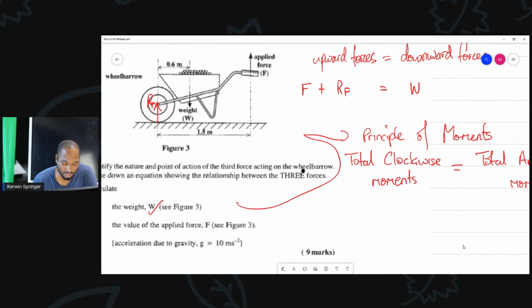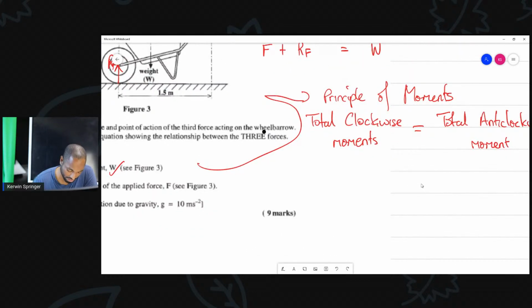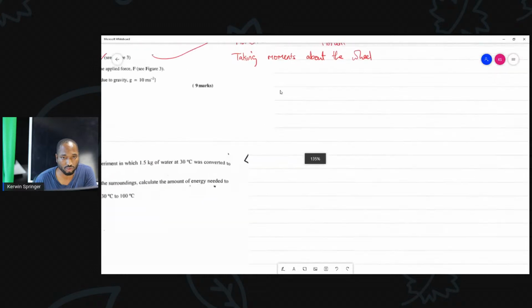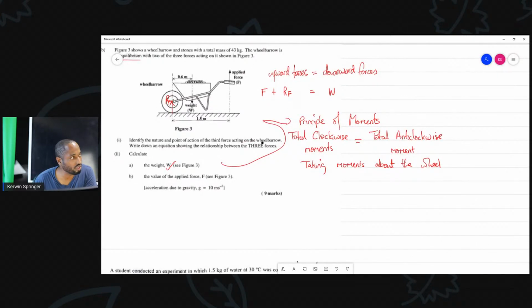So it means that W. So I'm going to take moments about the wheel. So about the wheel there, I'm going to take the moments right here. I'll zoom out a little bit. Right here. So it'll be 0.6 times W. 0.6 times W should be equal to F by 1.5. Which one is the clockwise? This is the clockwise, right? The W force will be trying to spin it clockwise. Now the fulcrum or the pivot that I'm using is the wheel. So W times 0.6.